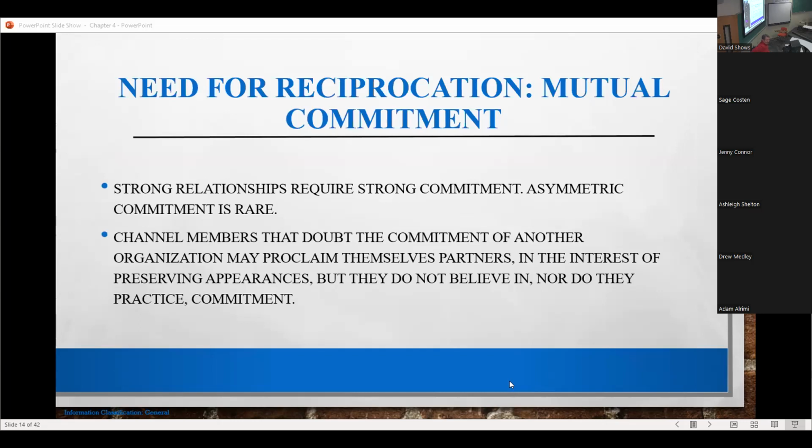So, asymmetric relationships or commitment is rare. Each party must be willing to give its all. And if there's doubt, which there can be in any relationship, the doubt needs to be assuaged by actions, by things that both sides see.